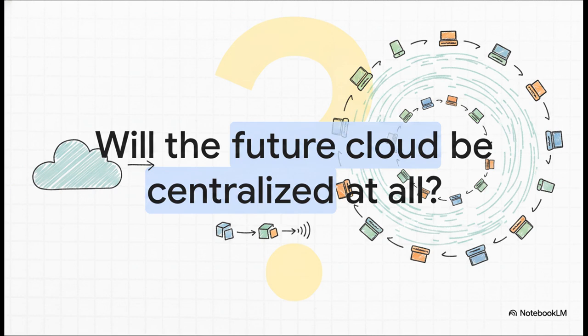Which leaves us looking ahead to the very next frontier. We've gone from mainframes to centralized hyperscalers, and now we're pushing intelligence out to the absolute edges of the network. So the big question is, will the cloud of the future even be centralized at all? Or is it going to become a fully decentralized, highly intelligent web living in the billions of devices all around us? It's a fascinating question, and for sure one that will define the next decade of technology.